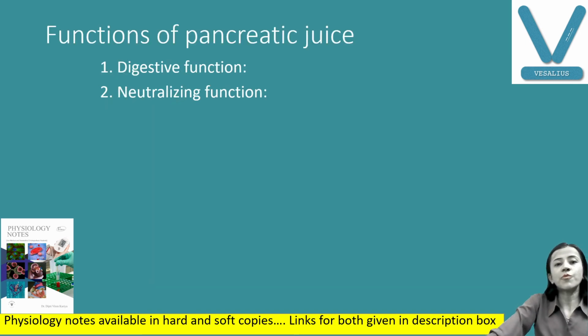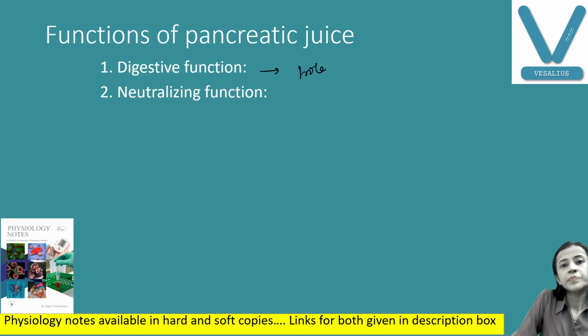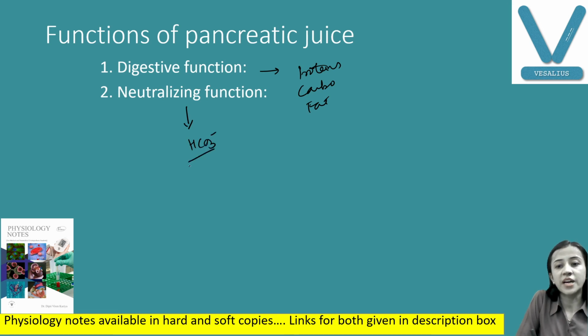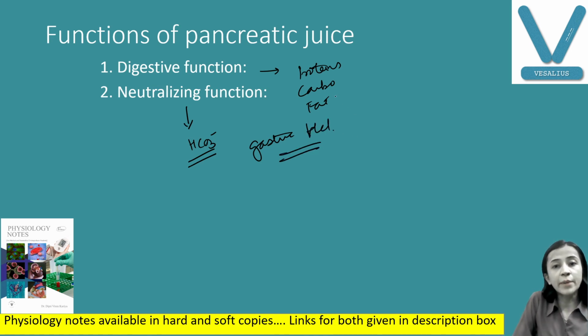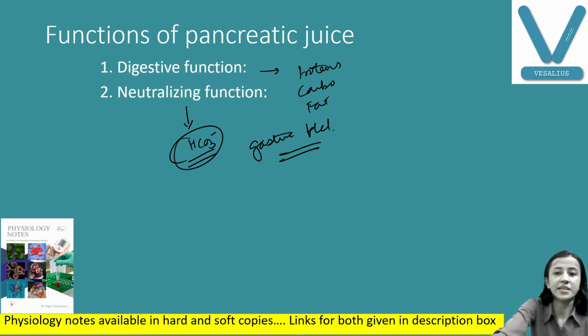Now, functions of pancreatic juice. Pancreatic juice has two functions. Number one is digestive function, as we have discussed. It has enzymes for digestion of proteins, carbohydrates and fat. And the other important function of pancreatic juice is neutralizing function. It has a higher concentration of bicarbonate ions, so it neutralizes gastric HCl acidity that is there in the chyme. When this chyme enters into the duodenum, it is acidic and it gets neutralized by the bicarbonate ions present in the pancreatic juice. So this is all about functional anatomy of the pancreas as well as pancreatic juice.